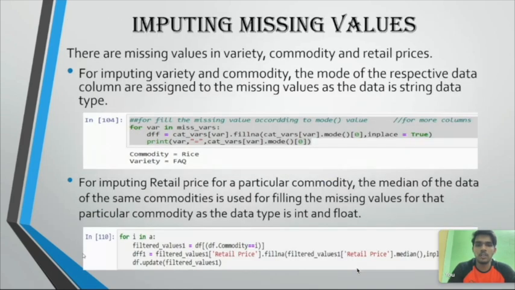After doing this, one very important step of filling null values comes. Here we fill the columns of commodity and variety using the mode function within the respective columns. Here we found that rice will be filled in the null values of commodity and FAQ for variety. We then took the median function among a particular commodity to fill the null values of retail price of that particular commodity. This concludes the data cleaning and pre-processing part.